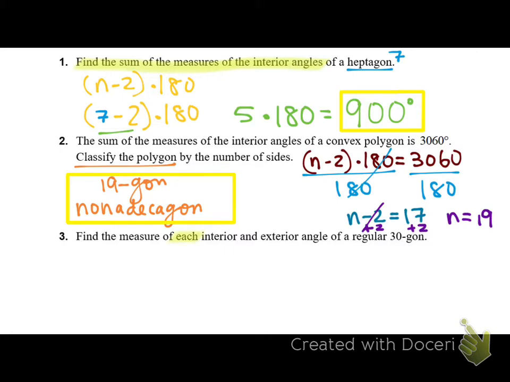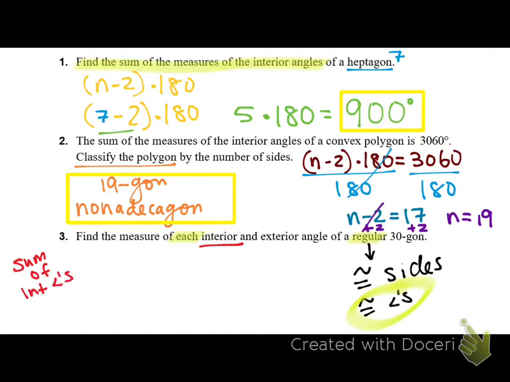It says find the measure of each, go ahead and underline that, interior and exterior angle of a regular, go ahead and underline that, 30-gon. What does regular mean to me? Equilateral and equiangular. So that means all the sides are congruent, and it means all the angles are congruent. In this case, we're finding angles, so the congruent angles are important. So to find each interior angle, we first need to know the sum of the interior angles, and then we will divide by the number of angles.